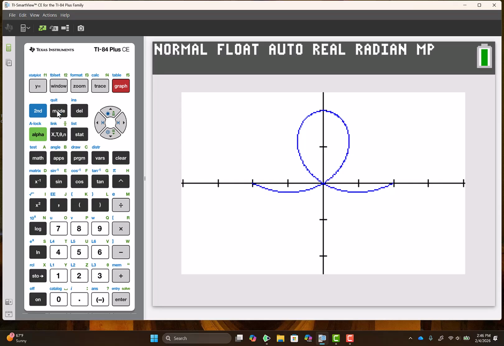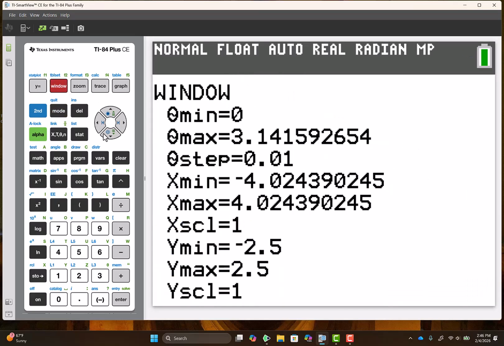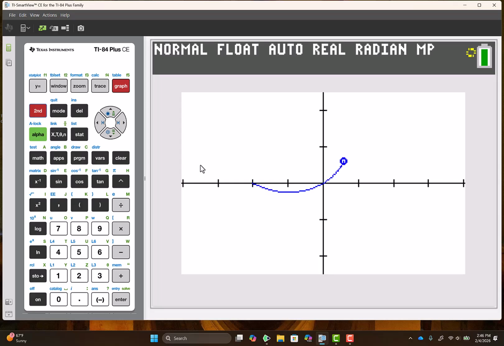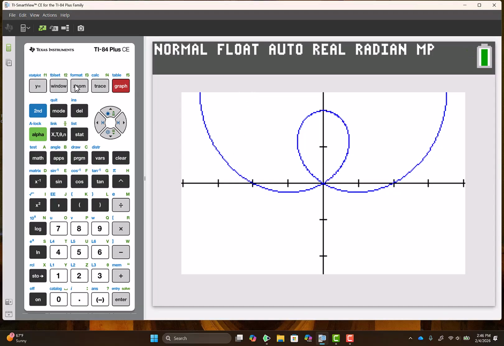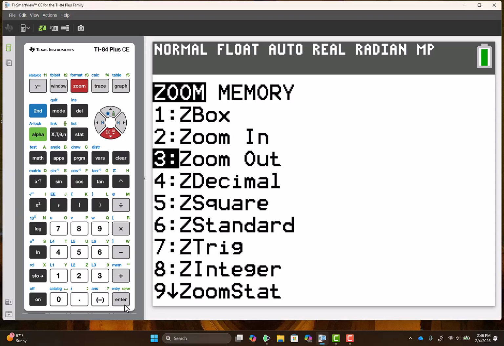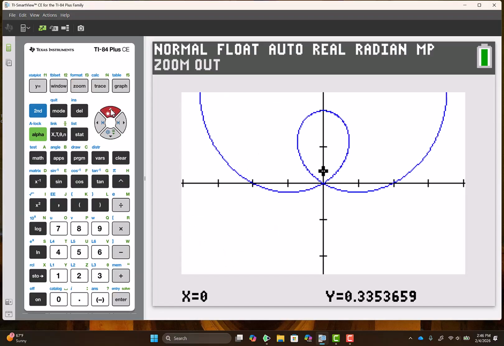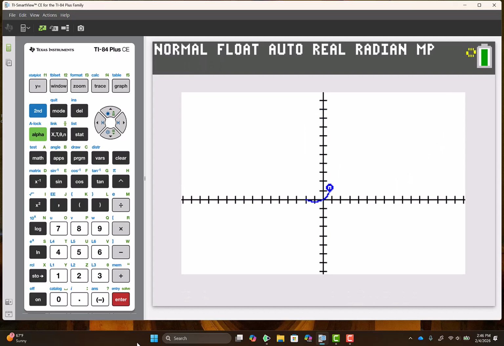Oh, I just went 0 to pi. Let me go 0 to 2 pi. Window 2 pi right here. 2 pi. Graph. All right. I'll zoom out right now. So here's 0 to pi right there, and then it keeps going up. And eventually you're going to see it come down here. And let me zoom out. And don't worry, guys. It's all going to make sense right now. Okay, there we go.